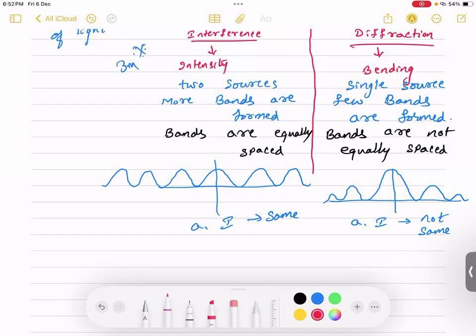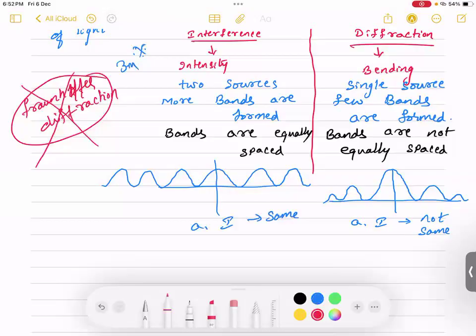Actually, there is Fraunhofer diffraction, but don't analyze it for the exam. They won't ask. It is there in the book, but except for Fraunhofer diffraction, you analyze the differences, because they won't ask you to explain the Fraunhofer diffraction experiment in the exam. So I'm skipping that. But important for 3 marks is the interference and diffraction definitions or differences.